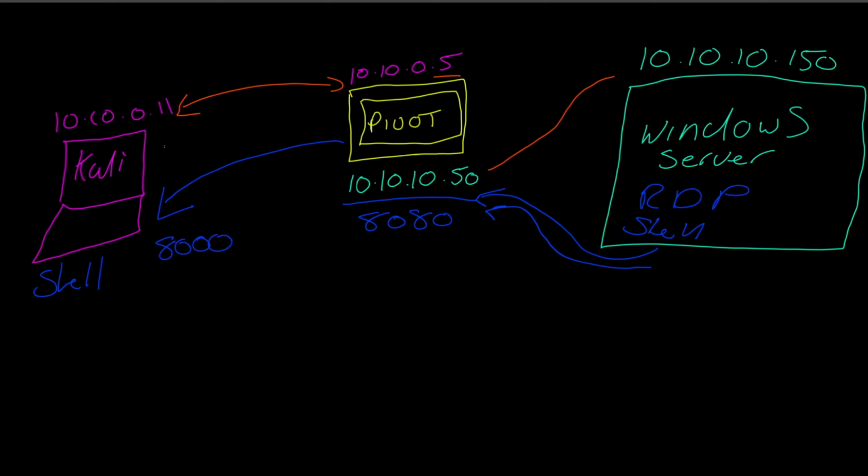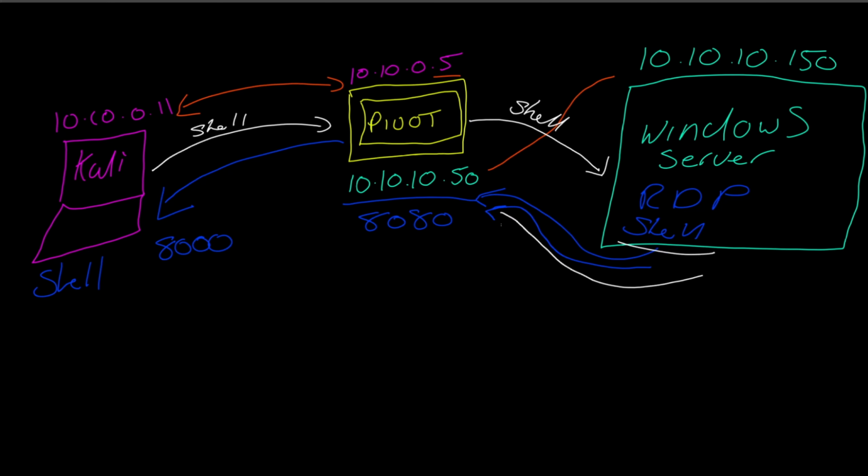Again, just to quickly summarize: stage 1, send the shell to the pivot. Then we will get the pivot to transfer the shell over to the Windows machine. We will then activate the shell. This will call back to the IP we specify and the port on the pivot machine. And then with reverse port forwarding, this will communicate back to our Kali machine.